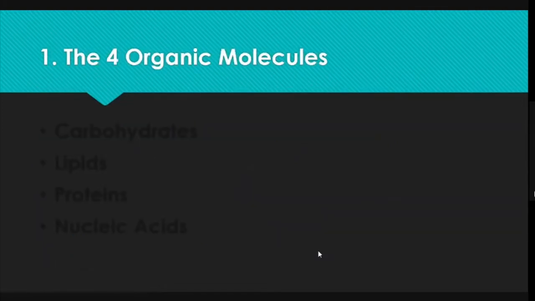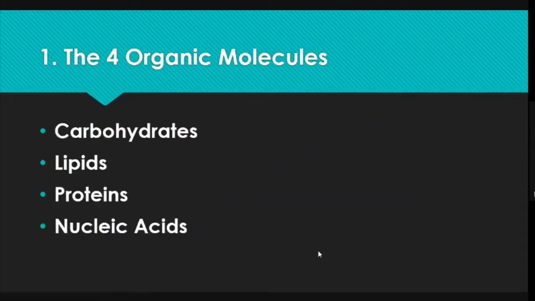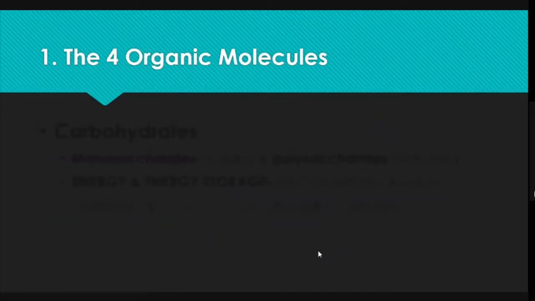So all living things are basically made up of 4 substances: carbohydrates, lipids, proteins, nucleic acids. To be considered organic, you must have carbon and hydrogen. That's kind of the definition for biology.